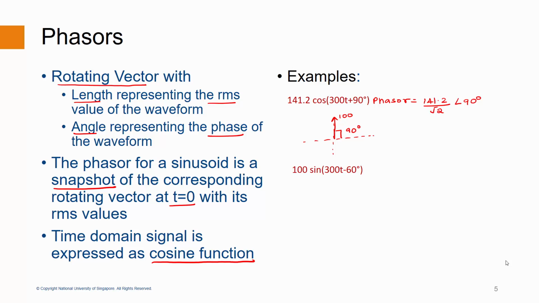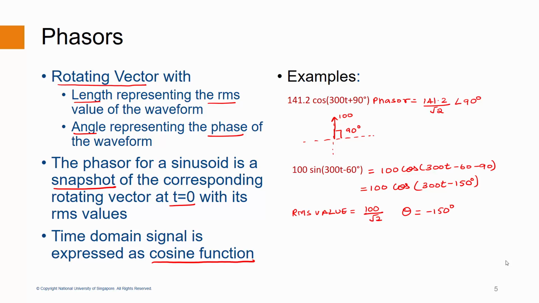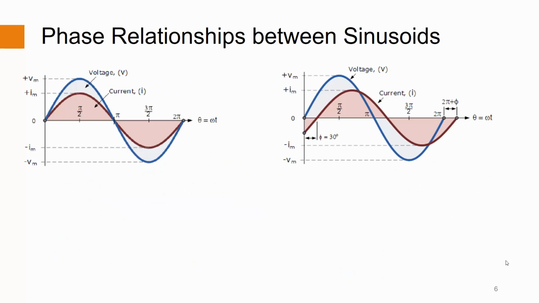For the bottom right one, the time domain signal is expressed as a sine function, so we need to convert it to a cosine function, which gives us 100 cosine(300t minus 60 degrees minus 90 degrees), or 100 cosine(300t minus 150 degrees). The RMS value is 100 divided by root 2 and the phase angle is minus 150 degrees. Thus, we can draw the phasor as follows. Remember to choose the correct direction for the phase angles, that is, positive phase angle is counterclockwise and negative phase angle is clockwise direction.